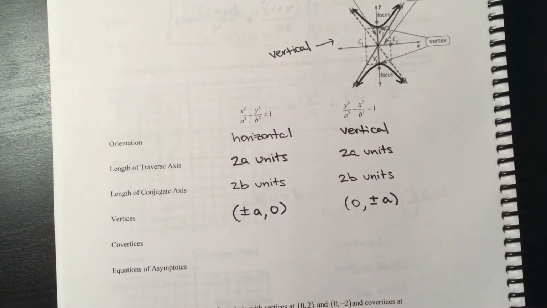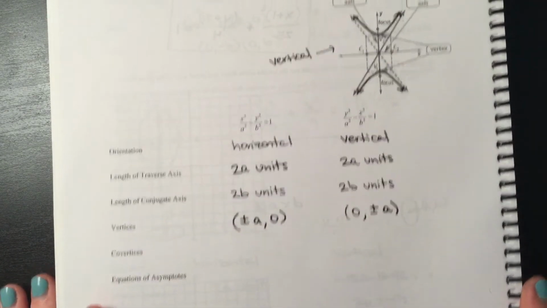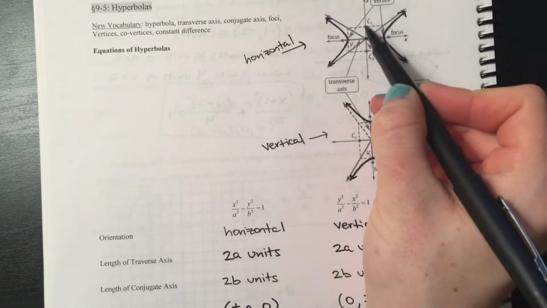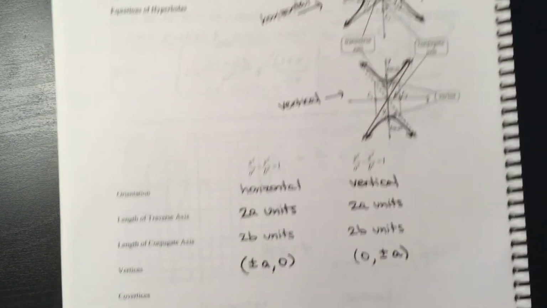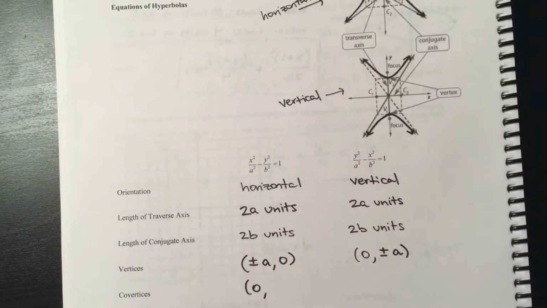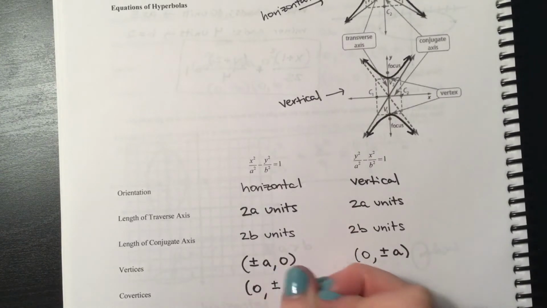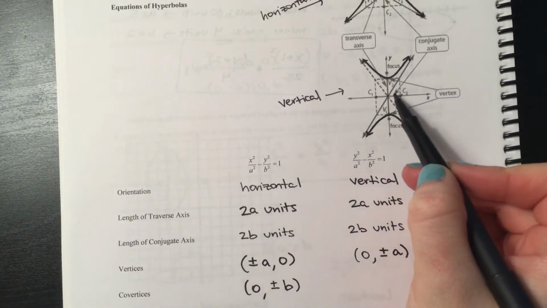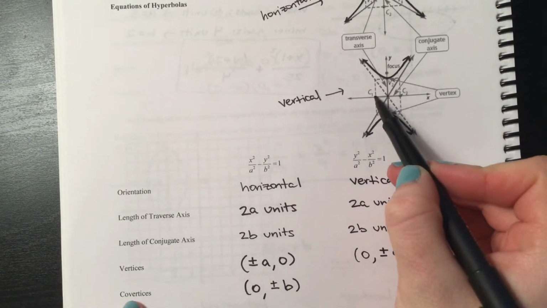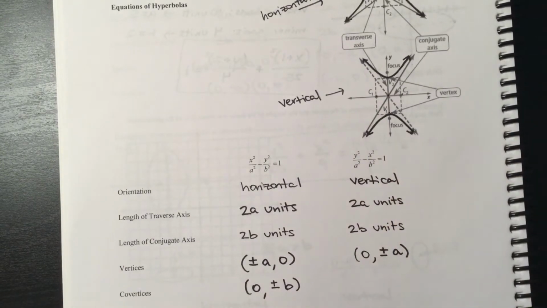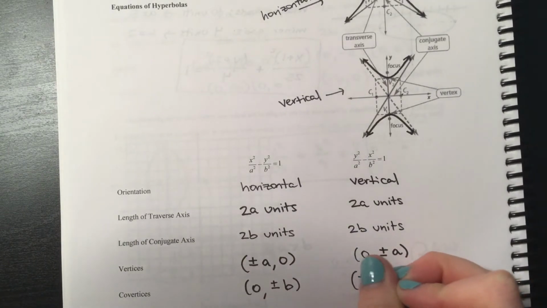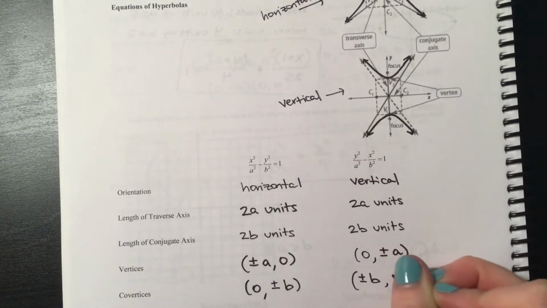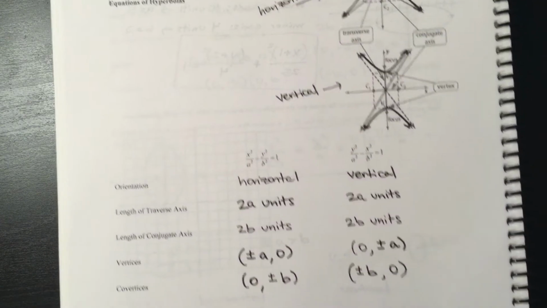Then the co-vertices, with this horizontal one, it's b units up, b units down. So you're not going left or right at all, but you could go up or down b units. And finally with the vertical, your co-vertices are to the left and to the right, b units. So you could go left or right b units, but you're not going up or down at all.